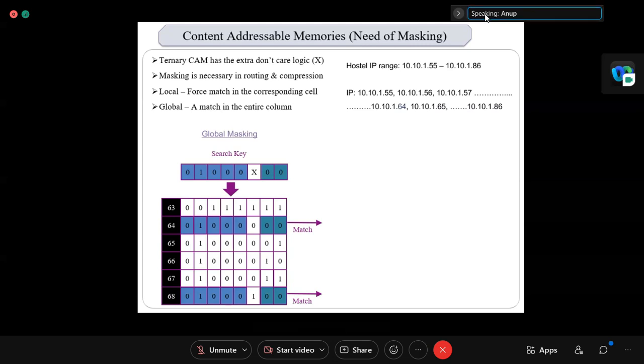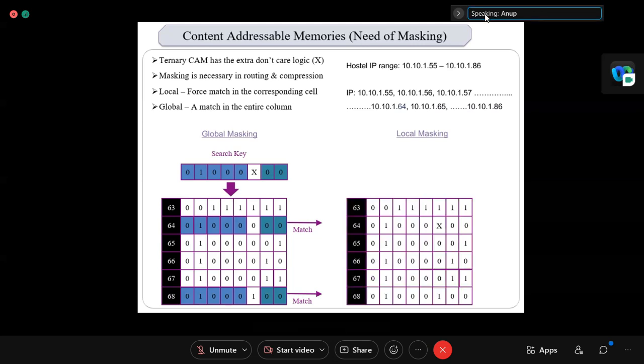But this is the global masking. Please concentrate on the masking part. Again, local masking. What is local masking? For local masking, the search key will remain intact, meaning we will not do anything to the search key. But let's say in the 64 row, we have put one cross. That is the local masking. So in the stored data, if we are masking, then it is called local masking.